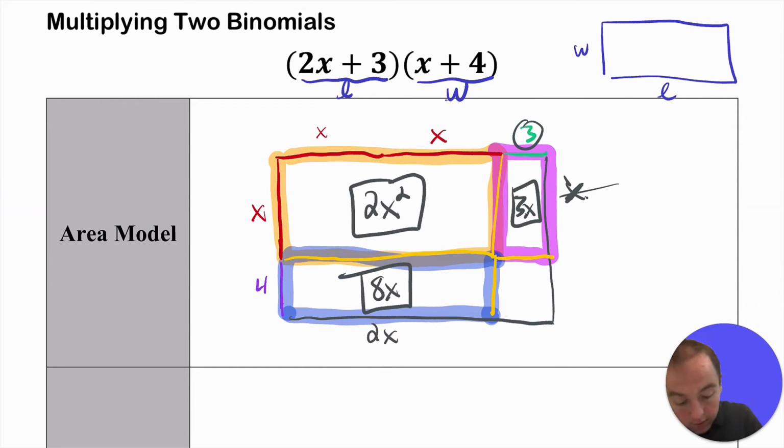And then finally the last little section right here is going to have dimensions of just the number 3 and just the number 4. So when you multiply that length and width, you're going to get an area there of 12.